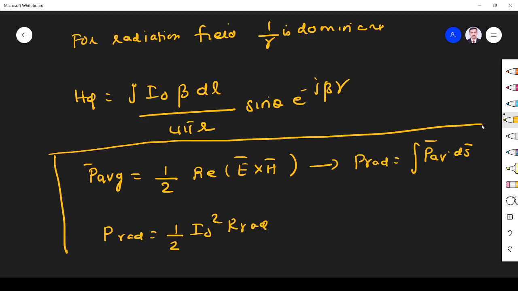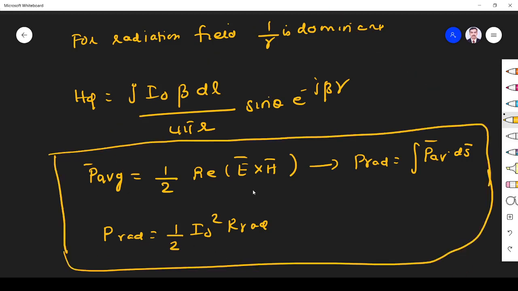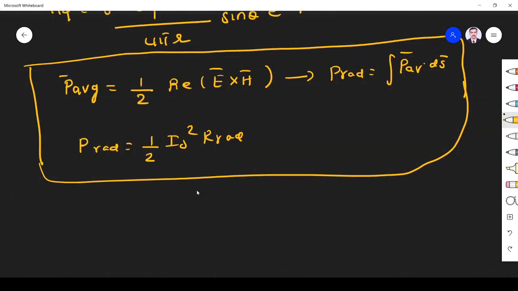So first we find P average. From P average we find P radiated. From P radiated we find R radiation. R radiation is equal to 2 P radiated divided by I naught squared. Okay, let us start. Only the H phi component I have, so first we have to find P average. P average is equal to 1 by 2 real part of E cross H.